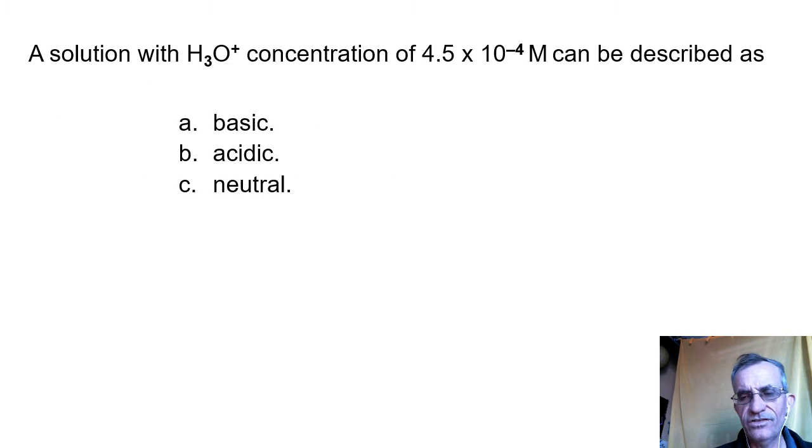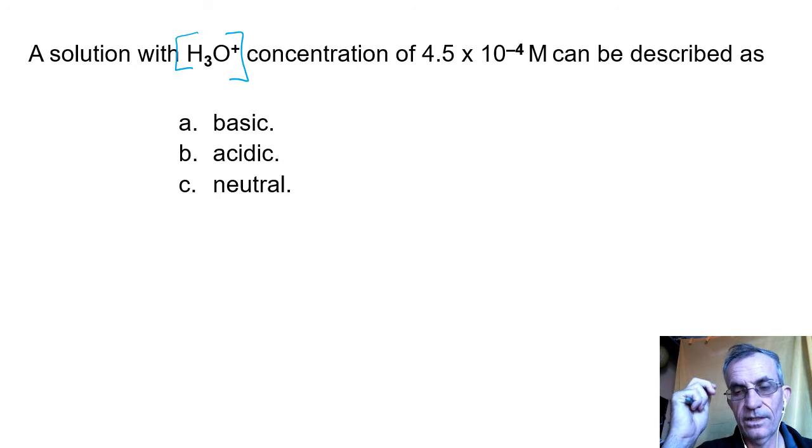All right, so this one has to do with those ions we were talking about in the first part, part A. A solution with a hydronium ion concentration of 4.5 times 10 to the minus 4 can be described as, is it basic, acidic, or neutral? Think about it. What would it be?